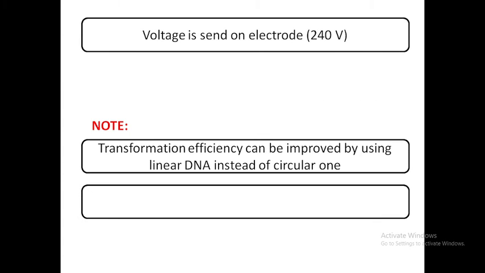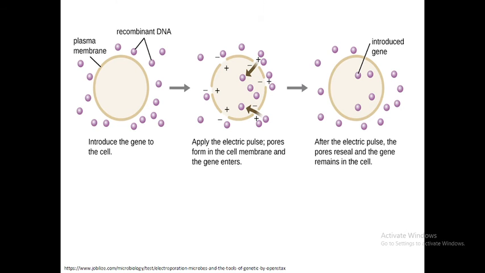Now, if you are using circular DNA and linear DNA, the transformation efficiency by this method is much better for linear DNA instead of the circular one. And if we use a volume excluder such as polyethylene glycol, and use 1.25 kilovolts per centimeter of voltage, the transformation efficiency will improve. So this is the general concept where electroporation as a method of transformation is clearly indicated.